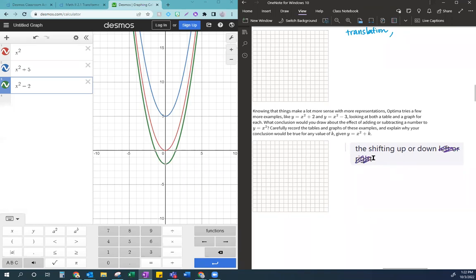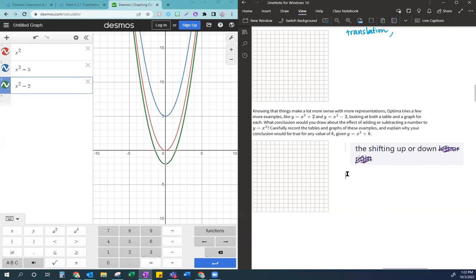Very good. So can I ask a question? When does it shift up? Yeah, someone said when it adds, Miss Johnson. That's when it shifts up. Oh, that makes sense, right? Oh, okay. So when does it shift down?